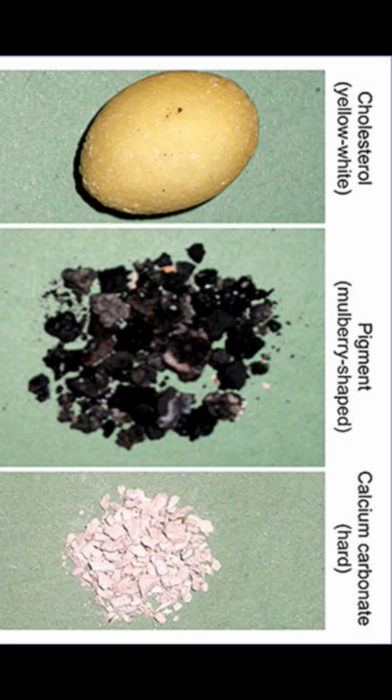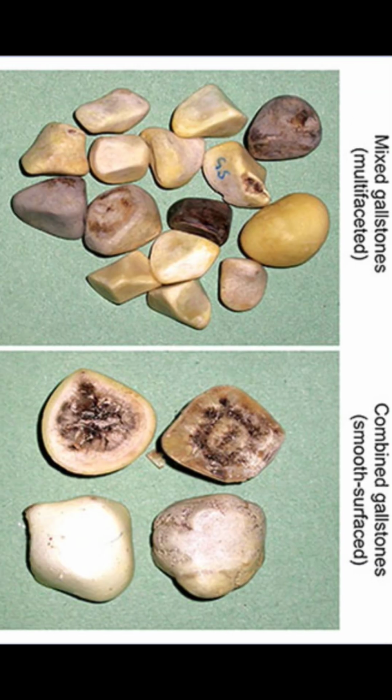So fix the color of the stones in your mind. Cholesterol stones are yellowish white or whitish in color. Pigment stones are mulberry shaped, they can be black or white pigment stones. Another one is calcium carbonate, white in color. Another is mixed gallstones, a mix of cholesterol and pigment stones. Fix this in your mind also. These are the types of gallstones. They rarely ask, but if they ask the type of gallstone, you should tell it.